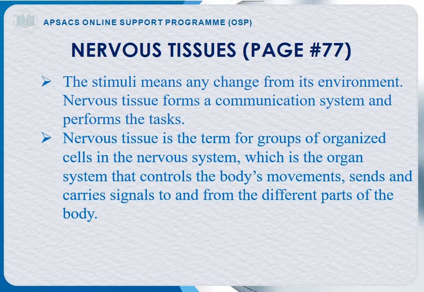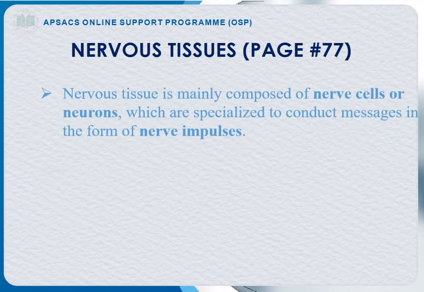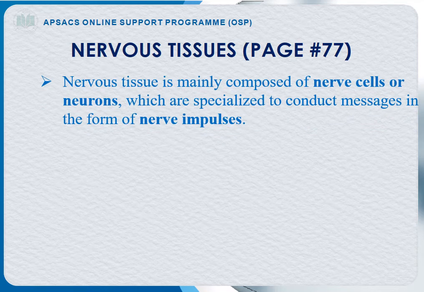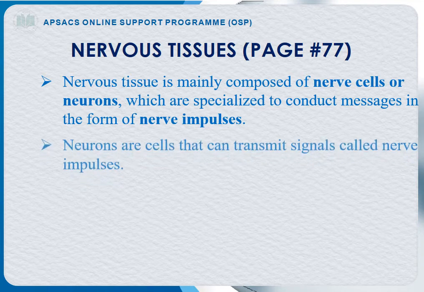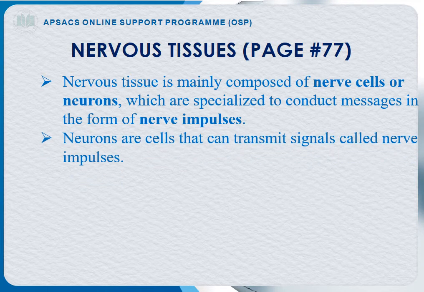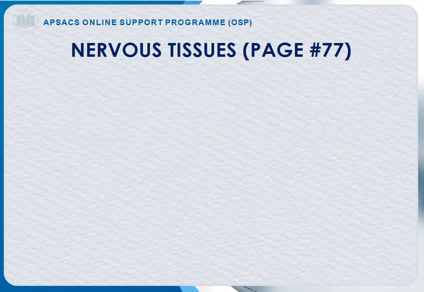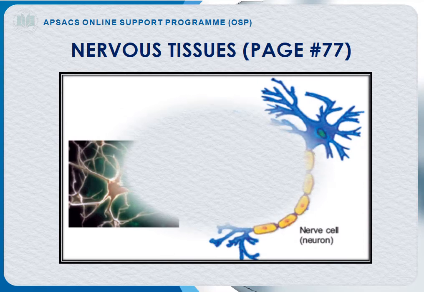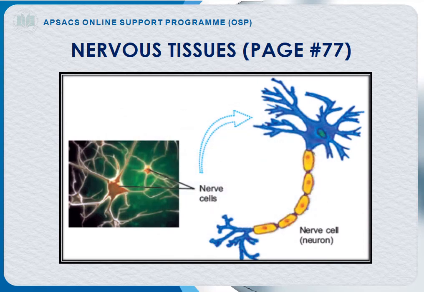Take the example of any stimulus, a change from the environment, like when you touch something hot and immediately remove your hand from that object. This is the response towards the environment, and this is because of the nervous tissue. Nervous tissue is mainly composed of nerve cells or neurons, which are specialized to conduct messages in the form of nerve impulses. Neurons are cells that can transmit signals called nerve impulses. This is the diagram of the nervous tissue, and nerve cells are present here. Just look at the diagram of the nerve cells or neurons.